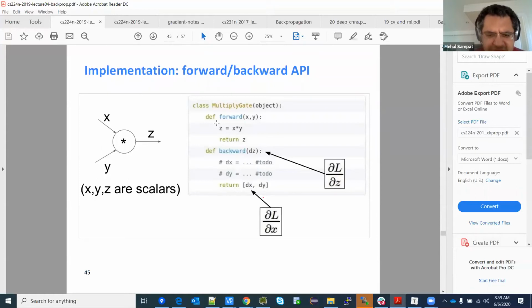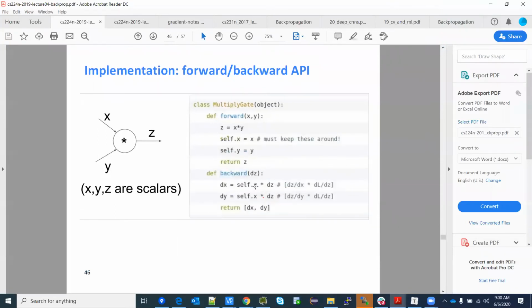I don't know if someone's looked at the homework, if that's what they ask you to do. So you could have a class multiply gate, you define the forward, which is straightforward, and then you just define the backward pass for it, and then just return dx and dy. See, it's very modular now. So you would have a multiply gate, you would have a plus gate. What else? Max.